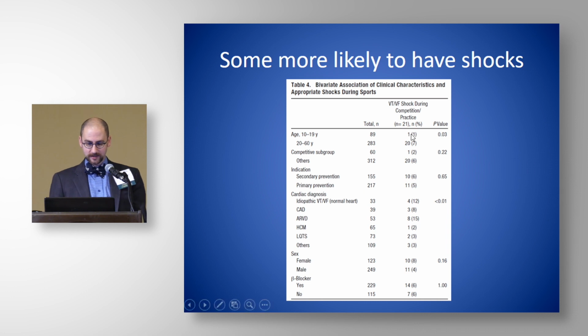What was interesting about this, the group that was most likely to have an ICD shock were those who had ARVC and idiopathic VF, and then coronary disease also. And that was much more common compared to HCM and long QT syndrome or others. And this is a group, at least in my experience, I would agree with this. I think the idiopathic VFs, we tend to see this. ARVC, we've talked a lot about being most concerned about that group. And coronary disease, which we actually have not talked a lot about, but that would be another group to be concerned about.